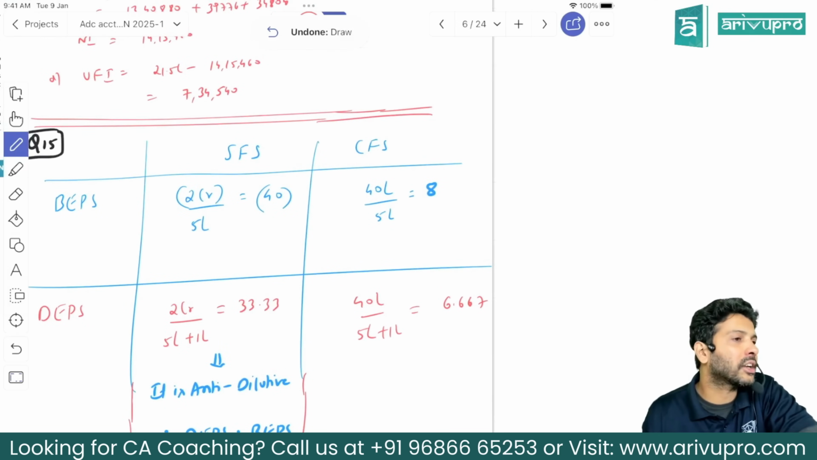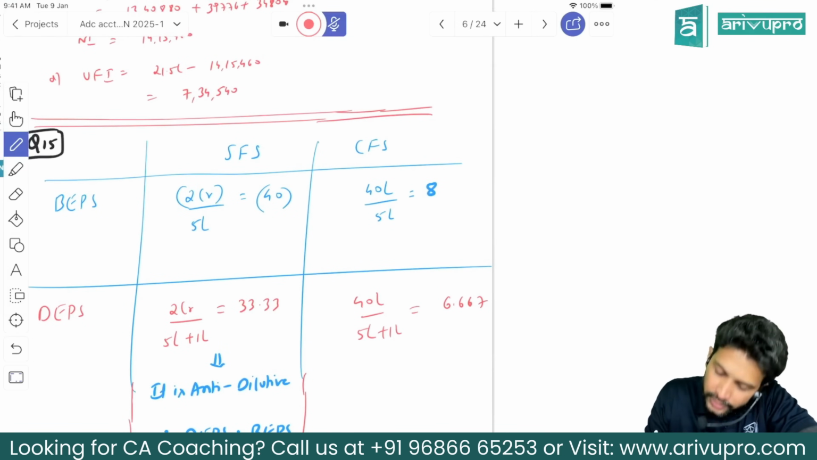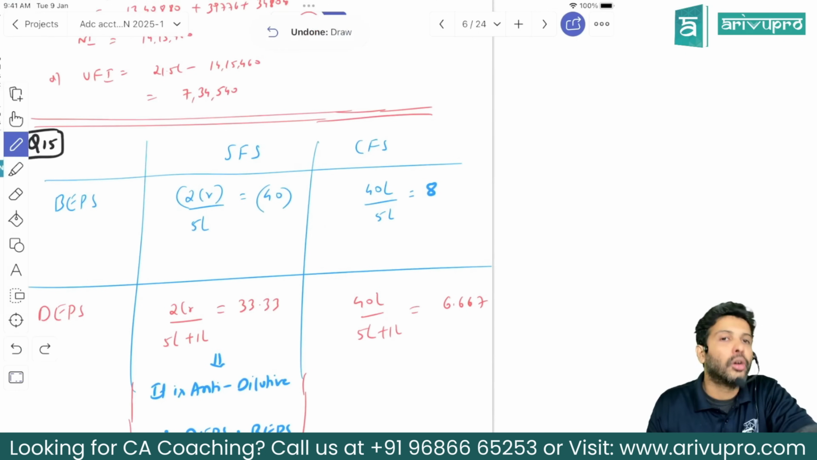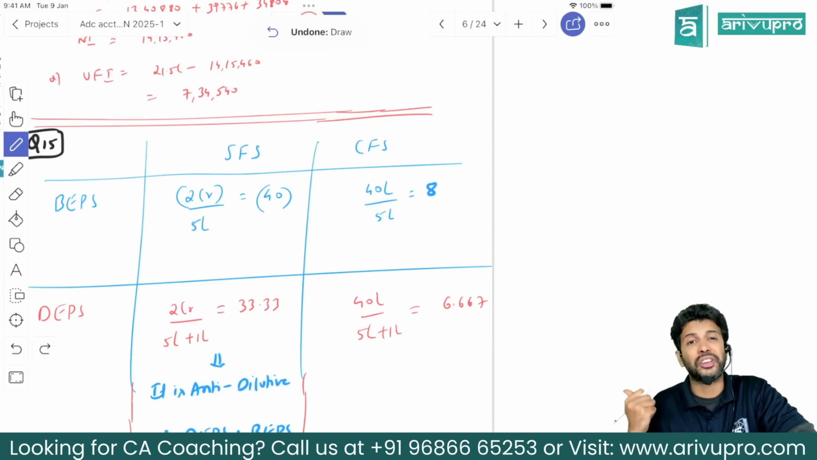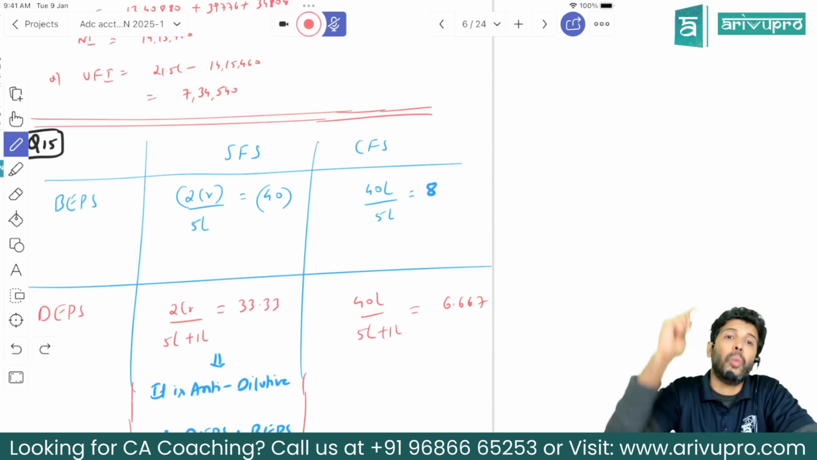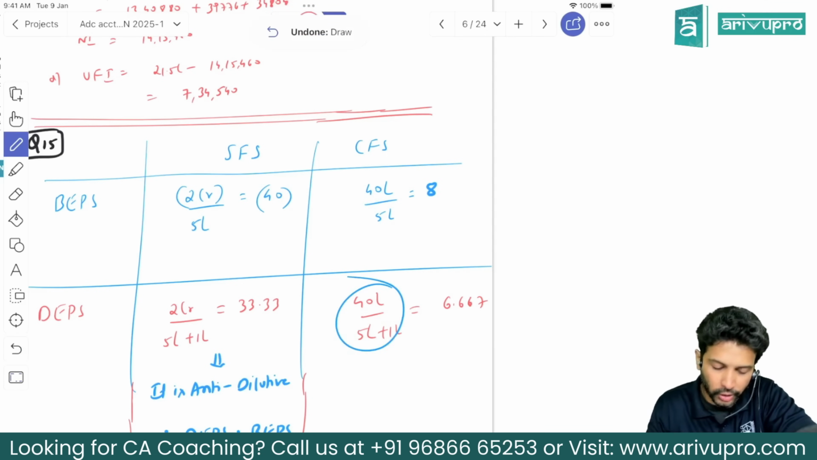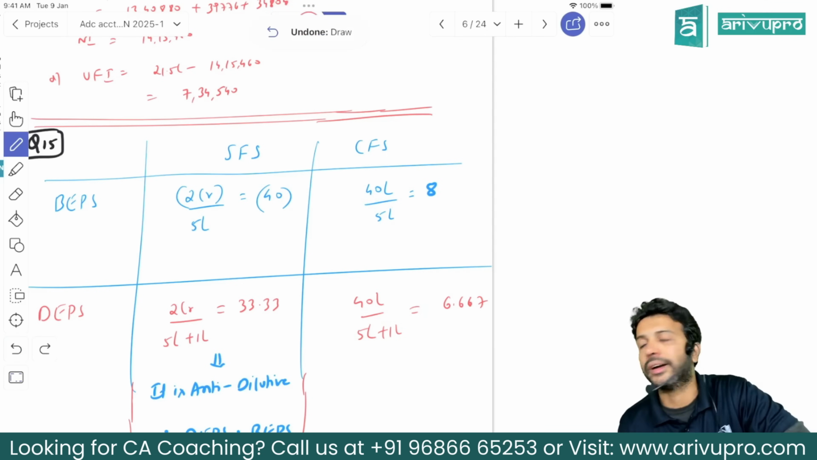Let's do a similar calculation for CFS. How do you calculate? Same. Profit is still how much? 40 lakh, divided by shares. Shares will be 5 lakh, plus you have some shares for nil consideration. How many shares for nil consideration? 1 lakh. So 5 lakh plus 1 lakh. So 40 lakh divided by 6 lakh, you'll get 6.667.